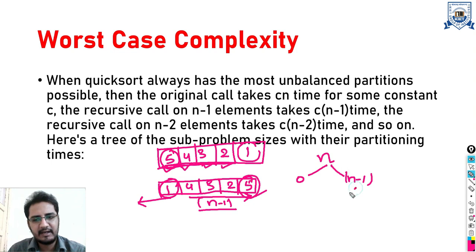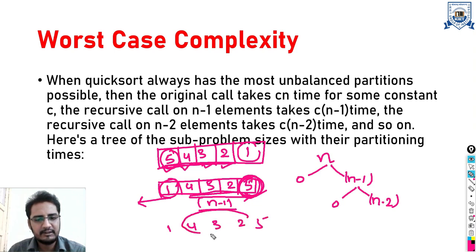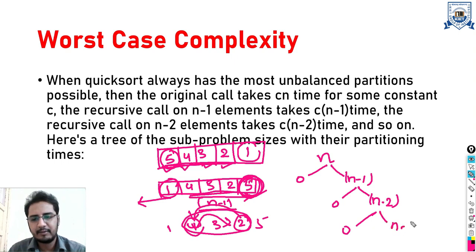Similarly, in the next step you are not getting any problem and the problem of size n minus 2 remains on the right hand side. You will get 1, 4, 3, 2, 5. You have this problem to solve now. You will select 2 as the pivot and you will bring it here, 4 will go here. Then similarly you are getting no problem to solve on the left hand side, but n minus 3 problems on the right hand side. Similarly, it will go up to 1.